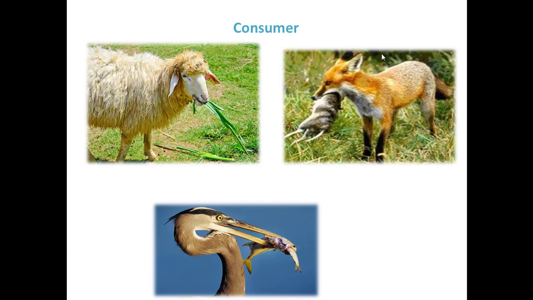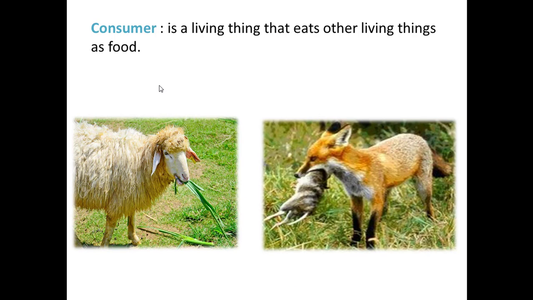After that we studied what? We studied consumer. What's consumer? Consumer is a living thing that eats other living things as food. For example, sheep is living and plants are living too. And sheep eat plants. It means a living thing eats other living things as food. This one is consumer. So consumer is a living thing that eats other living things as food.